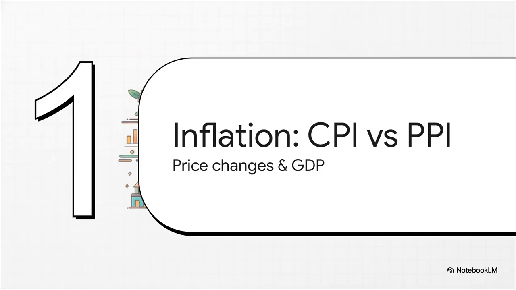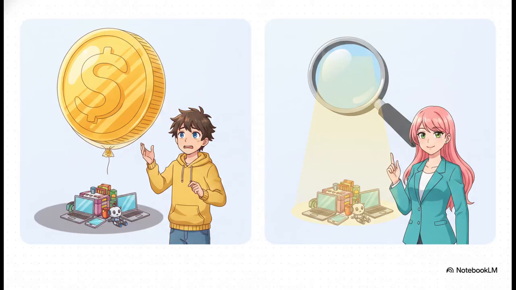Section 3. Let's talk inflation. Specifically, how price changes impact GDP, and the difference between CPI and PPI. Think of nominal GDP like a giant balloon. It gets inflated by rising prices, which makes the economy look way bigger than it actually is. Real GDP, on the other hand, acts like a magnifying glass that strips away all that inflation, showing us the true physical growth. You see, nominal GDP looks at the value of production using the prices of that exact time frame, also known as current prices.